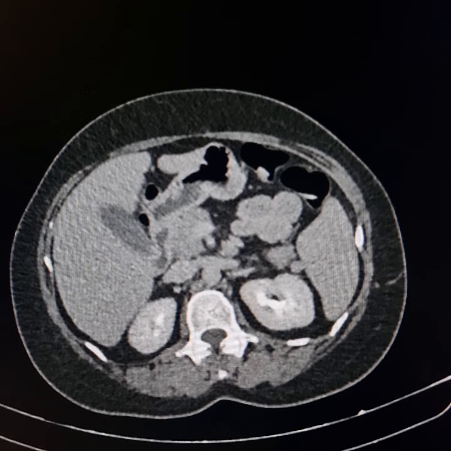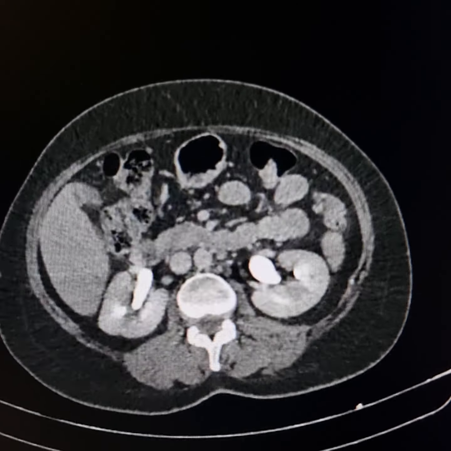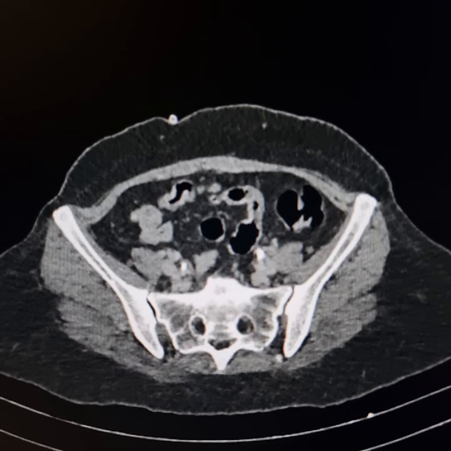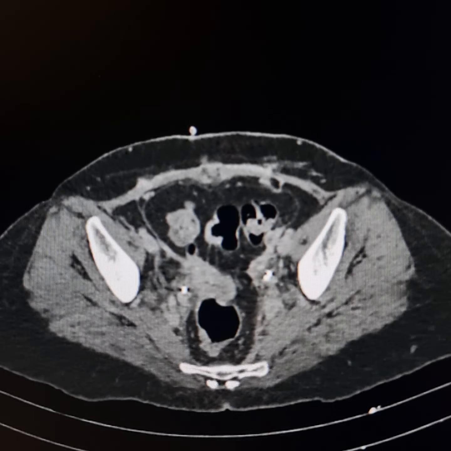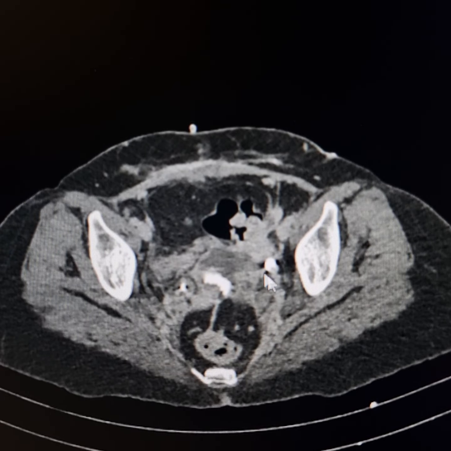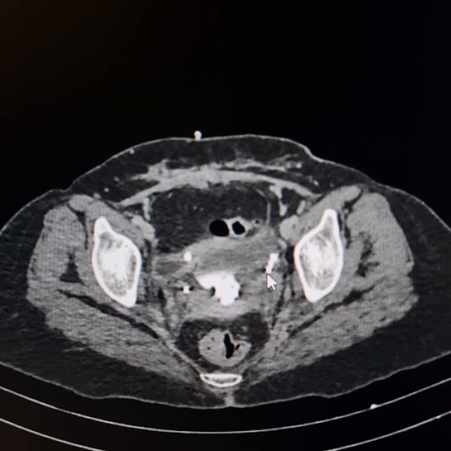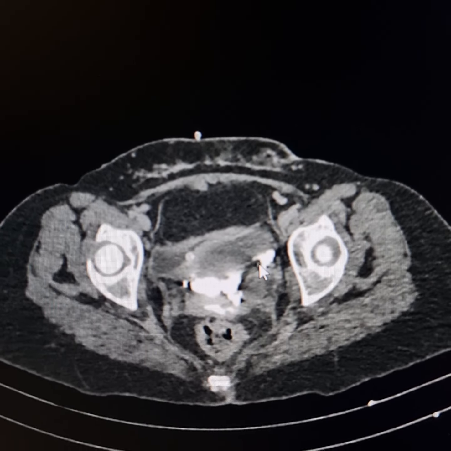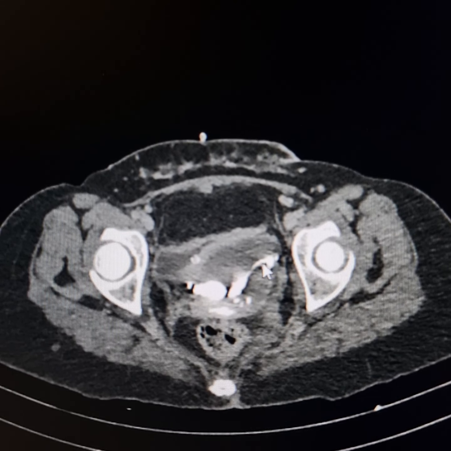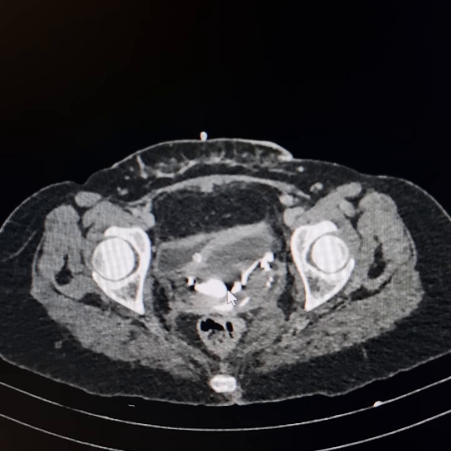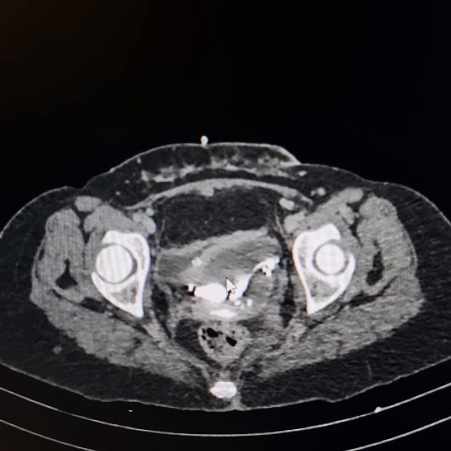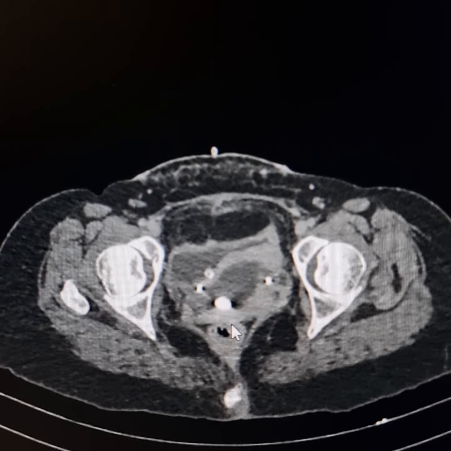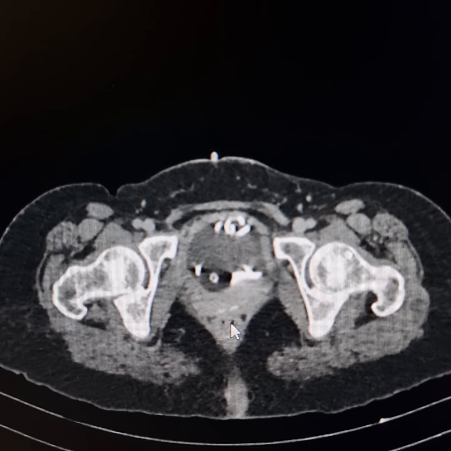This is the scan which was done about 20 minutes later. Now please follow this ureter. Now this is the site of left ureteral injury. From this, the contrast medium has leaked and has entered the pelvic fluid collection. Now this is the vagina which lies posterior to this connection.